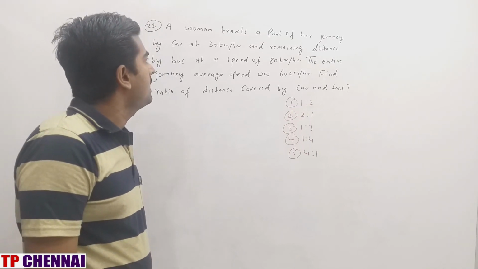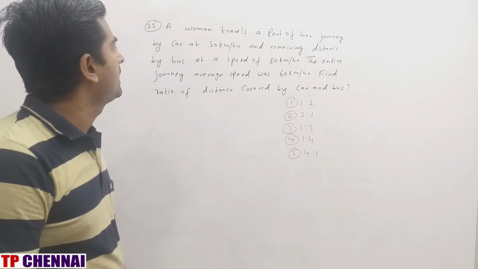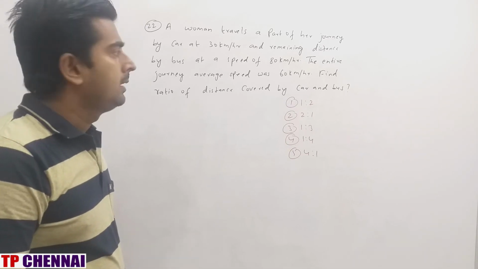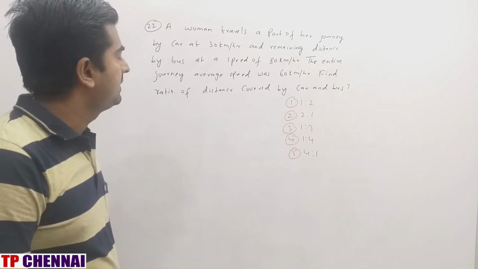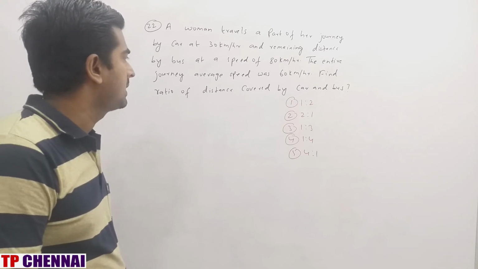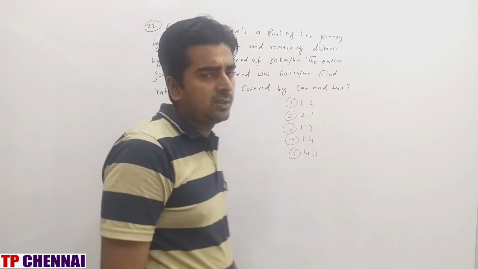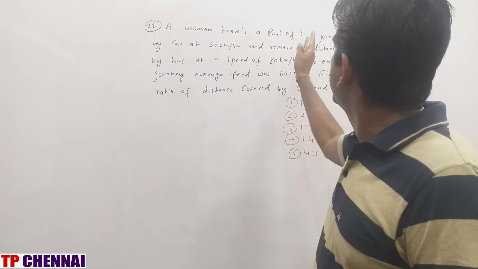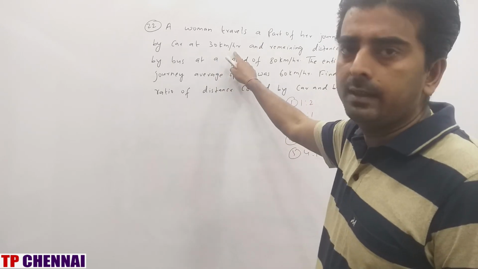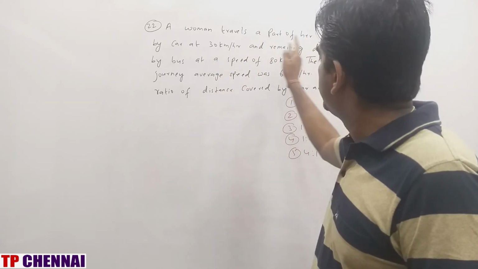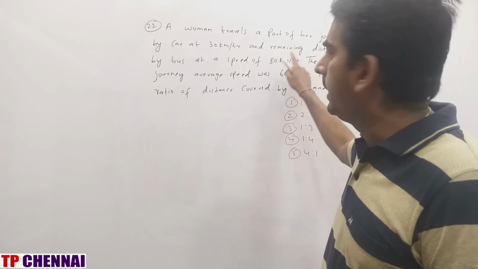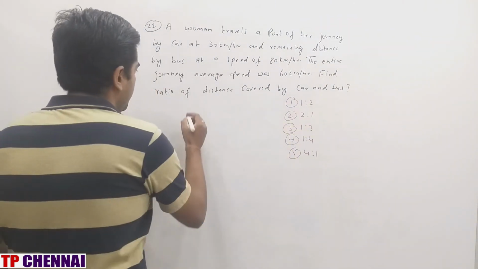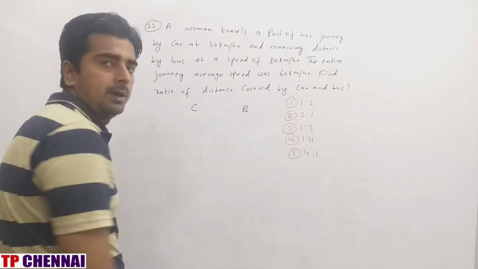A woman travels a part of her journey by car at 30 km per hour and the remaining distance by bus at a speed of 80 km per hour. The entire journey average speed was 60 km per hour. Find the ratio of distance covered by car and bus. This question can be solved by alligation because you have two things. First, she covered her journey by car and the speed they have given you. Then the remaining distance she covered by bus and again the speed they have given you, and the entire average speed also. So first I am writing here car, I am writing here bus.